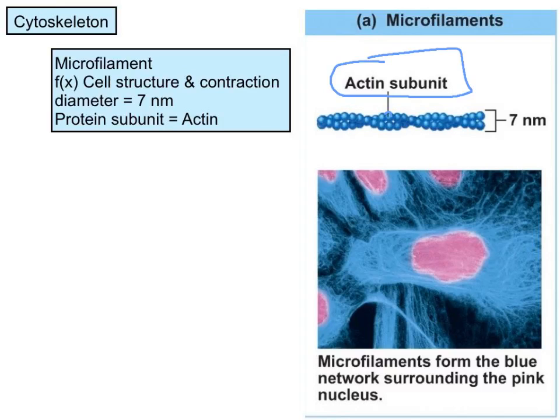So each of these little blueberry-like circles is an actin subunit, and the actin gets strung together to form these microfilaments. And the microfilaments perform a function of giving the cell structure and allowing for contraction. Now, on average, the diameter of our actin microfilaments are about 7 nanometers. And again, the protein subunit is the actin. And we can see that within our cell, here's the nucleus of our cell, which we'll spend more time talking about, but all of these blue fibers, highways, are our actin microfilaments.